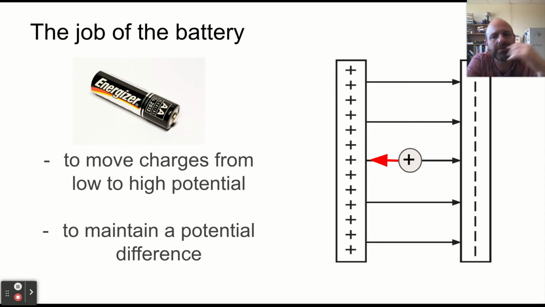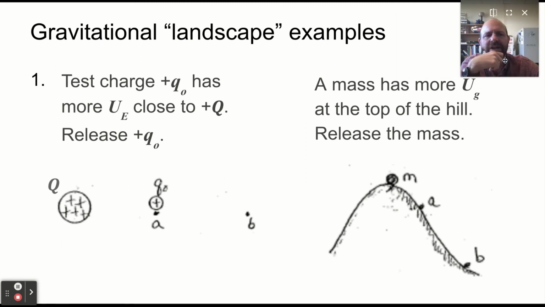It's actually trying to push charge from the negative to the positive, the opposite direction that it wants to go. It wants to maintain a potential difference, which allows things to go around the circuit. And that's something that it does via a chemical reaction, right? So let's talk a little bit more about this gravitational landscape example.